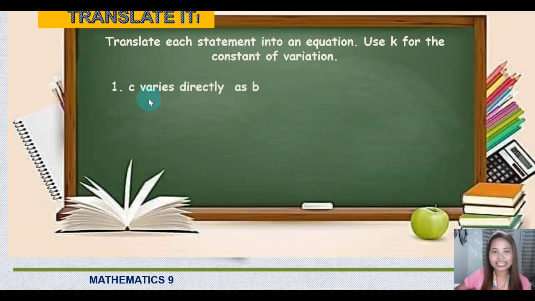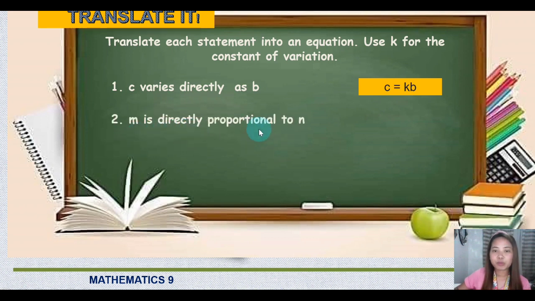So now let us see. Number 1, C varies directly as B. If we are going to convert it into mathematical form, or in the form of direct variation, it will become C is equal to kB. As you notice, the first variable in the statement is also the first variable in the formula, while the second variable will become the second variable in the formula. k is our constant variable. It cannot be changed.